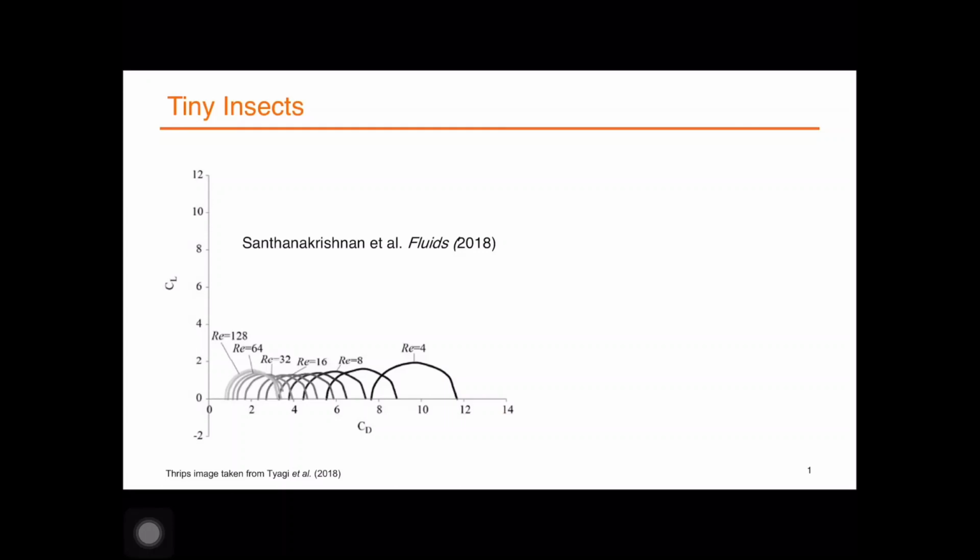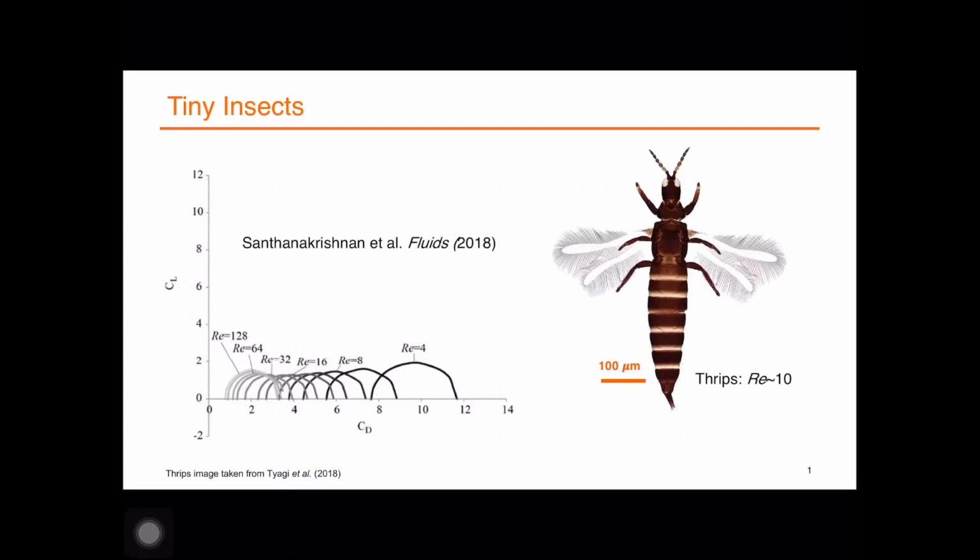Tiny insects flying at low Reynolds number in the order of 10, such as thrips, were found to overcome these large drag forces and generate sufficient lift using bristle wings and by flapping their wings vigorously at high angles of attack.